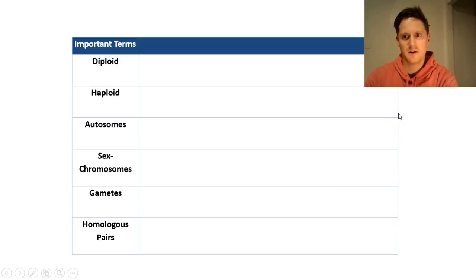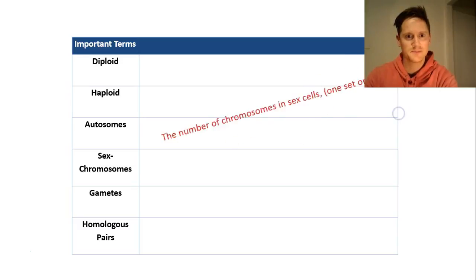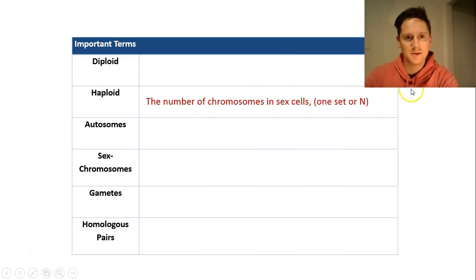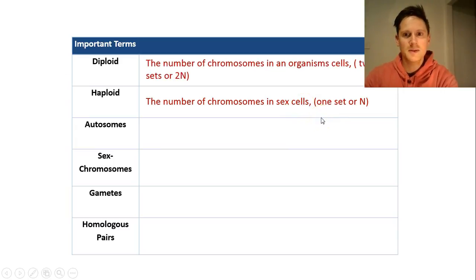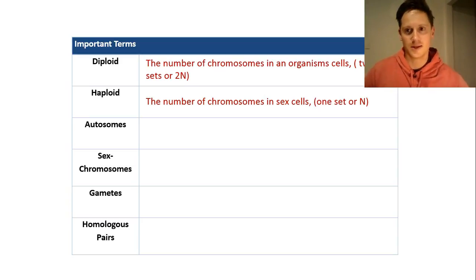Some important terms that we're going to focus on today. I'd like you to please get these terms down in your definitions document. We'll start with haploid. Haploid is the number of chromosomes in sex cells, which are also referred to as gametes. So sex cells contain only one set of chromosomes. Diploid, the number of chromosomes in an organism's cells, 2 sets or 2n. Now, a diploid cell contains pairs of chromosomes, whereas a haploid cell only contains one copy of each chromosome.